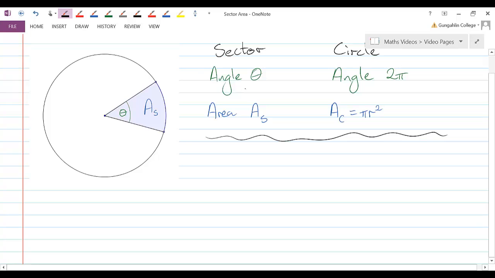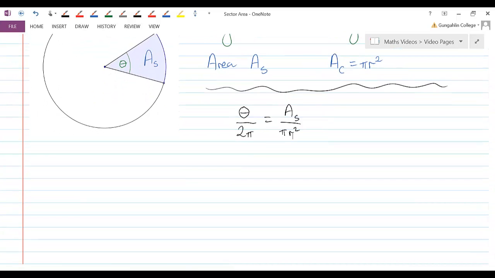Okay, so what we can do is we can work out what fraction of the circle we're dealing with here. To do that we can use the angles. Okay, so we've got theta radians, how big this angle is, out of a maximum of 2 pi of them. And the sector that we've got has an area A_S, which is a fraction of the circle, A_S out of a full pi r squared. That would be the maximum size. So these two fractions should be the same, which is why we can set them equal to each other. And now it's just a matter of tidying up.